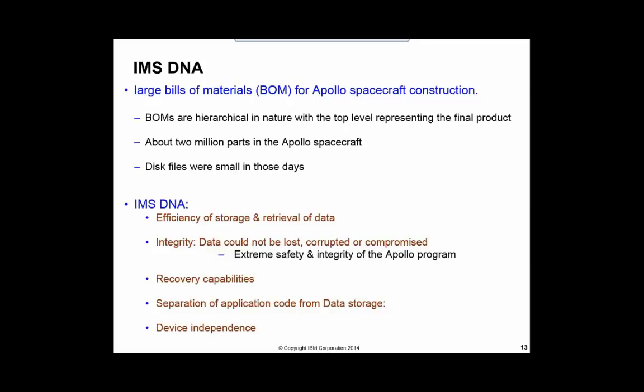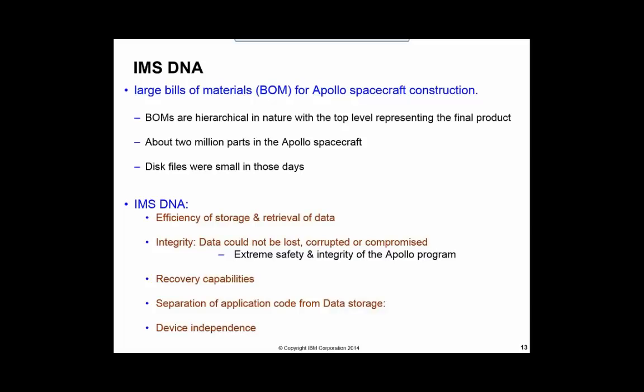They had to have efficient ways of retrieving that data. And also, integrity was very important. You couldn't just say data was lost or corrupted or compromised, because if that happened, then you were compromising the safety and integrity of the Apollo space mission, right? Also, there had to be recovery capabilities built into the system, because if a DASD device failed, for example, there had to be a way to recover that data, right?